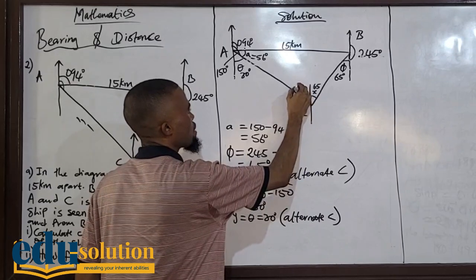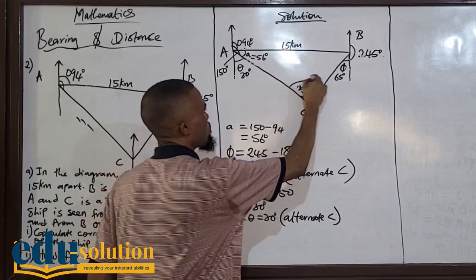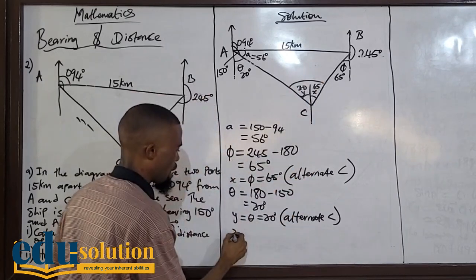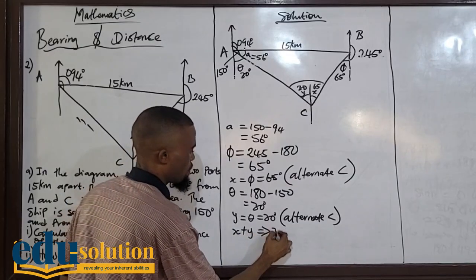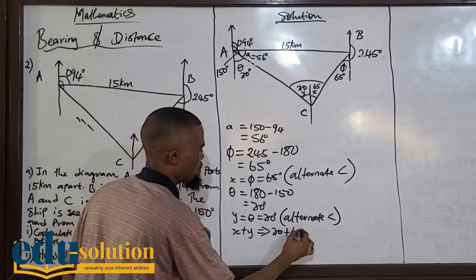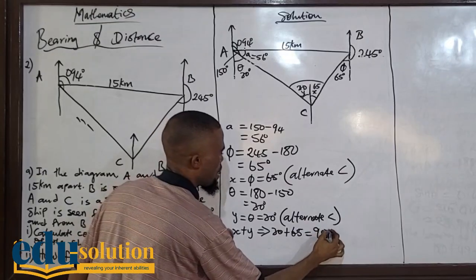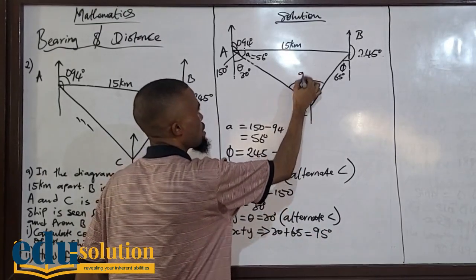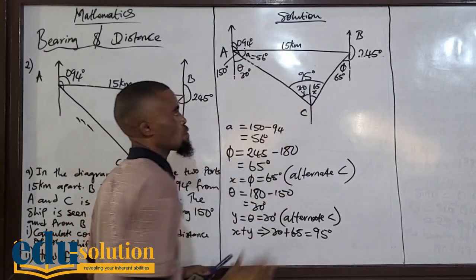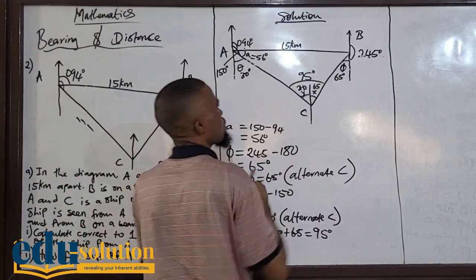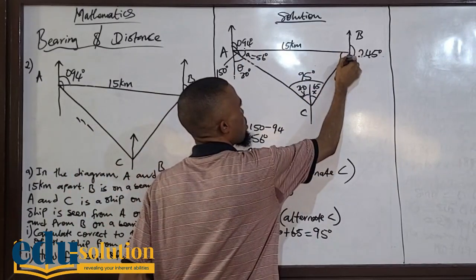Okay, here is 30. So if we add them together, I'm having x plus y, which is equal to 30 plus 65, which is equal to 95 degrees. So that means here is 95 degrees. So you can see that we have gotten this place, we have gotten this place. So it's very easy for us to get this last place because sum of angle in the triangle is what?